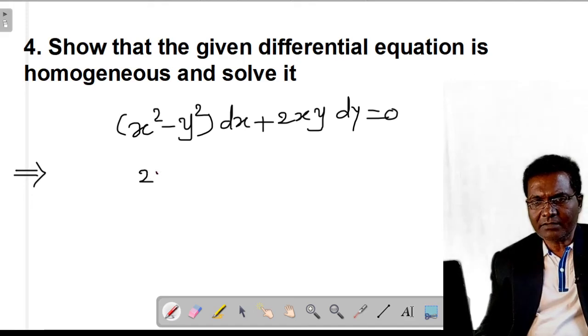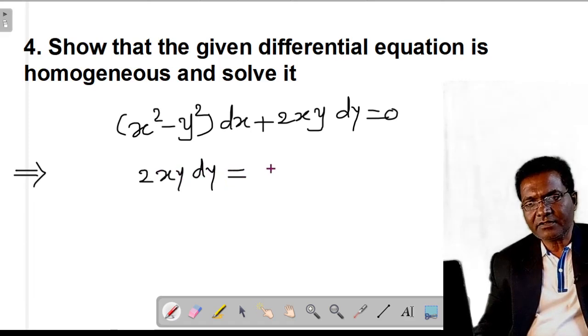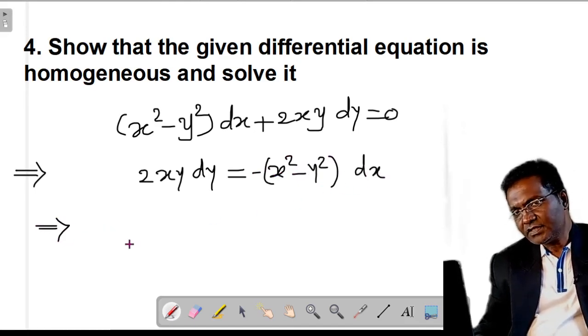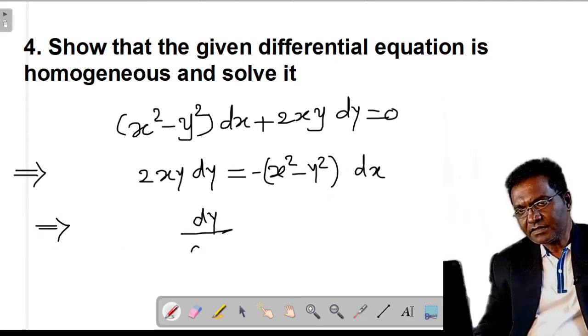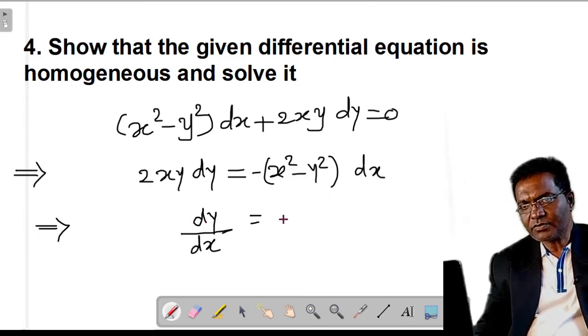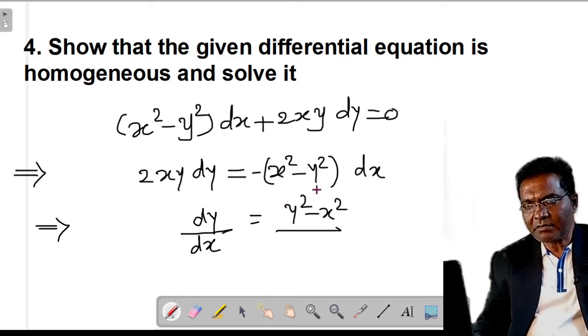Okay. So let me express it in the form 2xy dy is equal to minus of x square minus y square dx. This implies dy by dx is equals to, okay, I can bring this side and 2xy this side. Minus x square minus y square can be written as, I can take minus inside, so it becomes y square minus x square divided by 2xy. Okay, to avoid getting minus outside.